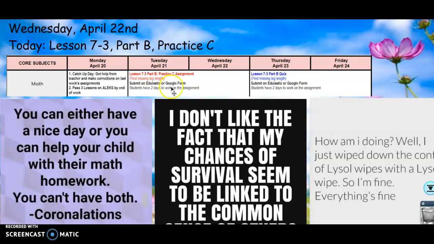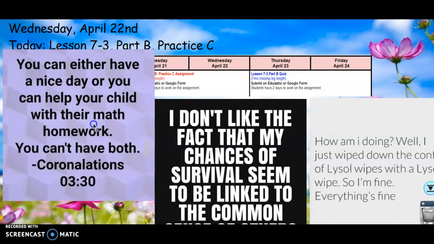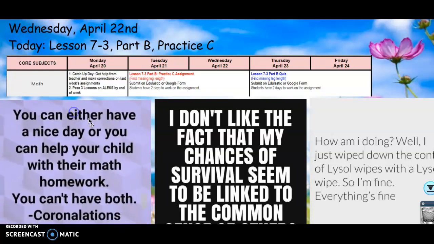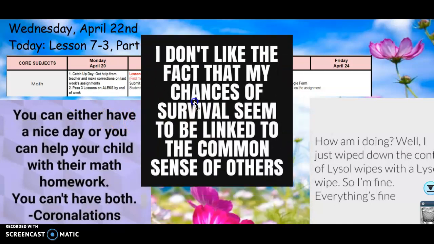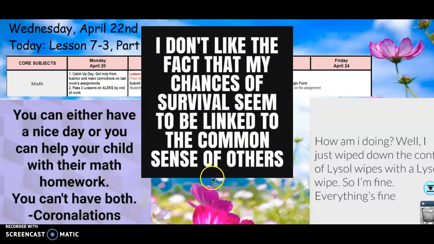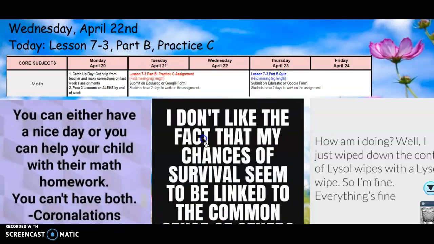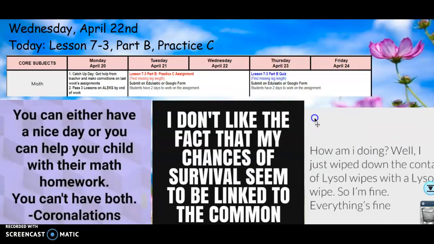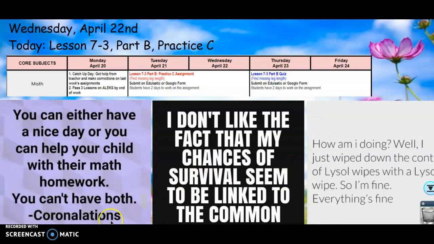For Pinterest today, you can either have a nice day or you can help your child with their math homework. You can't have both. That is so true, especially when you're talking about 8th grade level work, because you know what? That's kind of hard. I don't like the fact that my chances of survival seem to be linked to the common sense of others. I'm just going to leave that out there. How am I doing? Well, I just wiped down the container of Lysol wipes with a Lysol wipe. So I'm fine. Everything's fine. Just never run out of quarantine humor, do you?